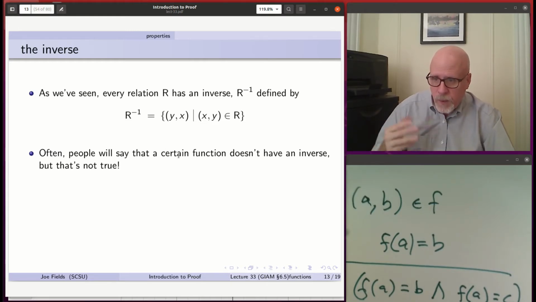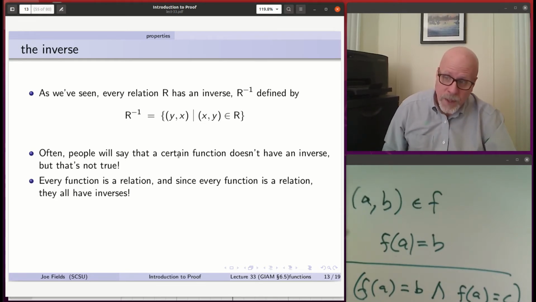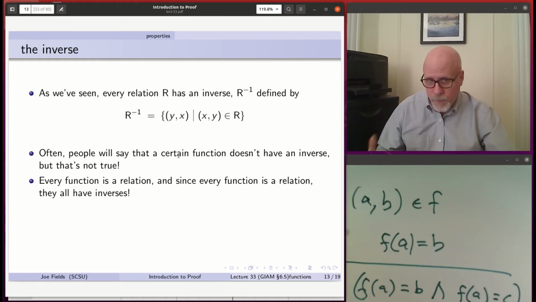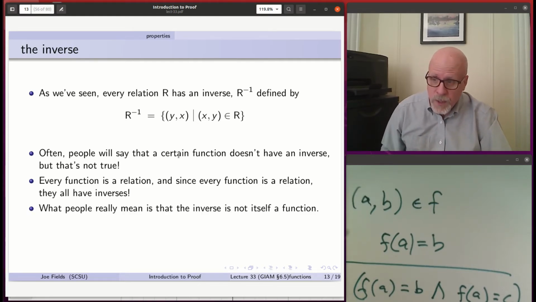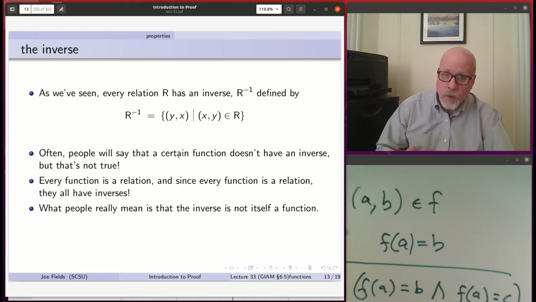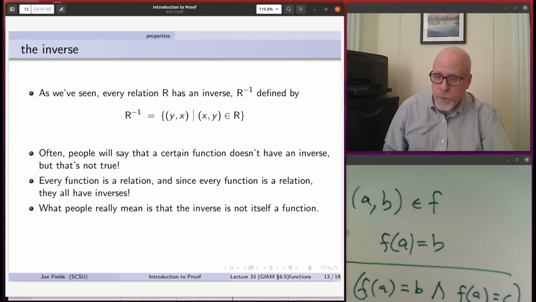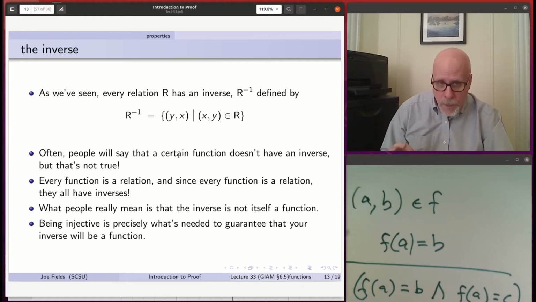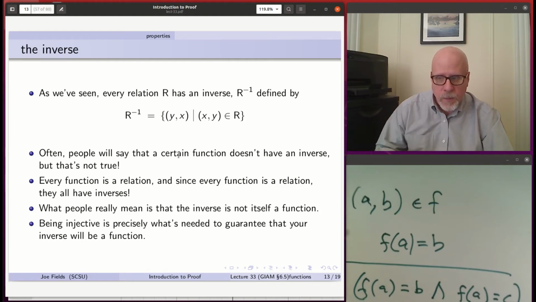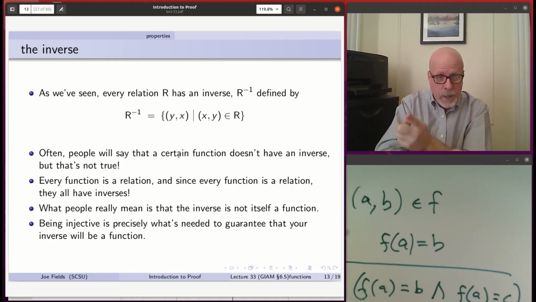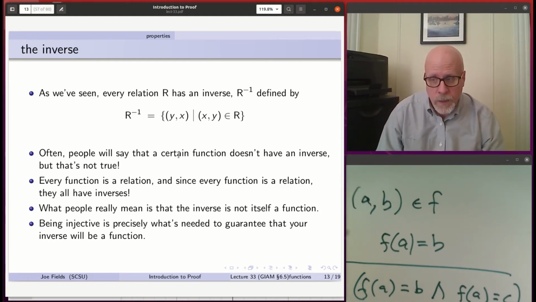You'll hear people say there's a function that doesn't have an inverse, and that's simply false. There is an inverse for it because it's a function, and functions are relations, like all squares are rectangles. If you've got a relation, it has an inverse. The real issue is that that inverse might not itself be a function. In fact, often isn't. But if you're injective, that's precisely what you need to guarantee that when you interchange the roles of y and x, you end up with something that is a function.